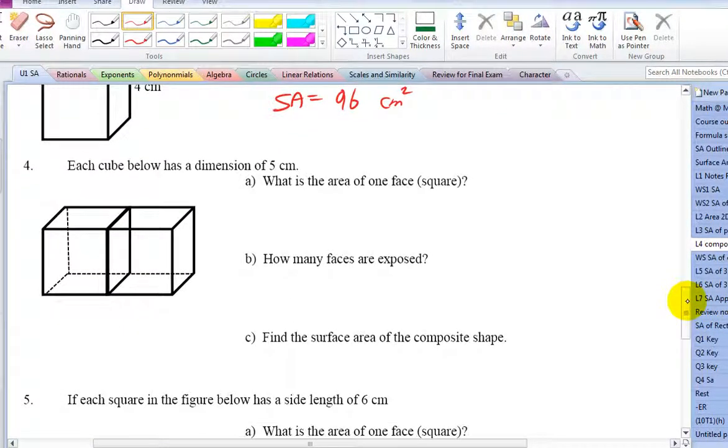Each cube below has a dimension of 5 centimeters. What's the area of one face or one square? Yep. 25. Bingo. Right, so area equals s squared, or it's 5 squared, which equals 25. Okay. Now, how many faces are there that are exposed? Underline that word exposed. Exposed means we don't include these two that are touching. Okay. Do not include the middle.